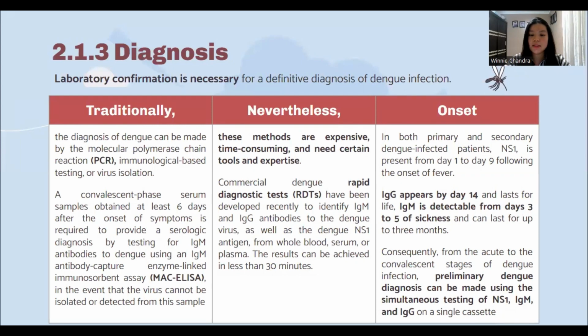Commercial dengue rapid diagnosis tests have been developed recently to identify IgM and IgG antibodies to the dengue virus, as well as the dengue NS1 antigen from whole blood, serum, or plasma. The results can be achieved in less than 30 minutes.